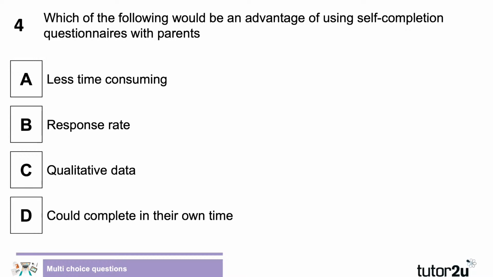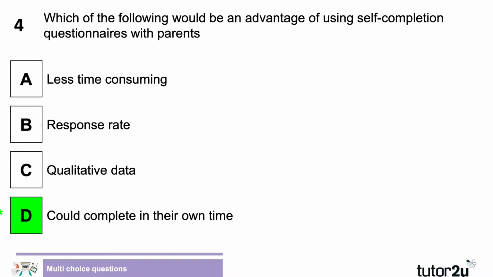Lots of answers coming through. I can see some people putting A, some people putting D. So there's a little bit of a split there. There's only one correct answer. The answer is D, that they could complete it in their own time. The idea being that they have more time to do that.